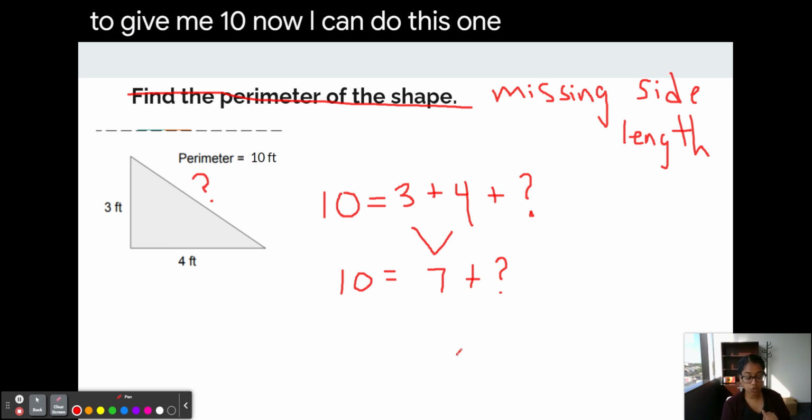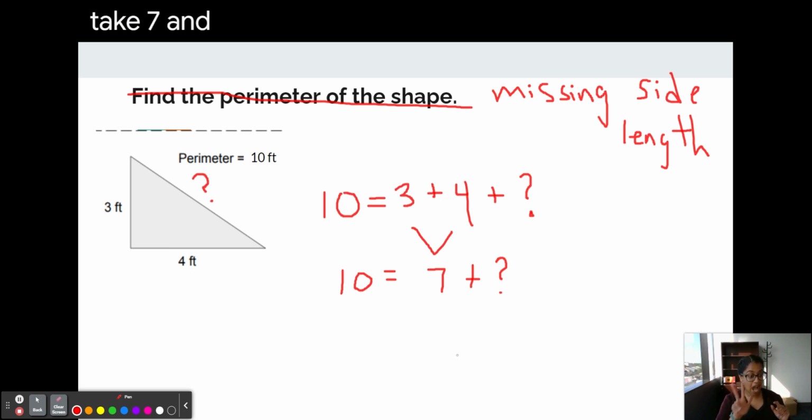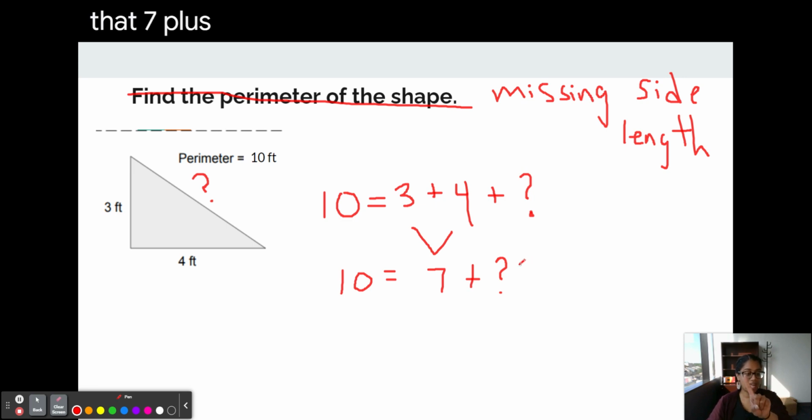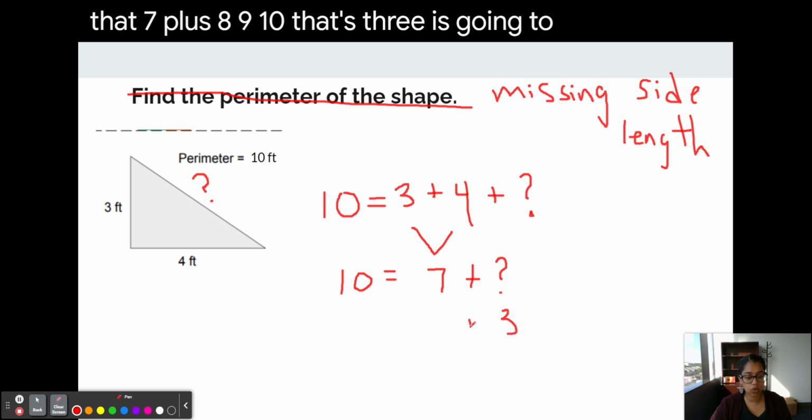Now I can do this one of 2 ways. I can take 7 and see how many more I need before I get to 10. So let's try that. So I have 7, then I have 8, 9, 10. So I know that 7 plus 8, 9, 10, that's 3, is going to equal 10.